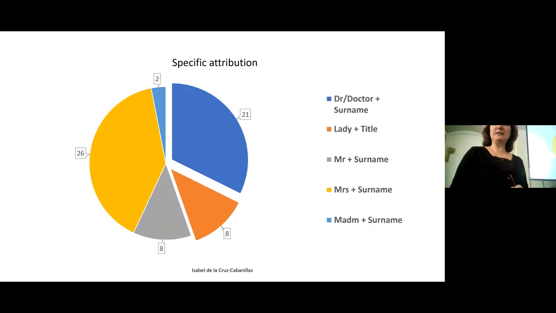Now I would like to refer to a specific attribution. It's common that sometimes we find this mention of a doctor or lady, lady plus a title. Mr. and Mrs. You can see that Mrs. is very abundant, but we don't know who these Mrs. were. Probably acquaintances, people the author knew, and just on 2 occasions there is Madam something, just in Ferguson 15.